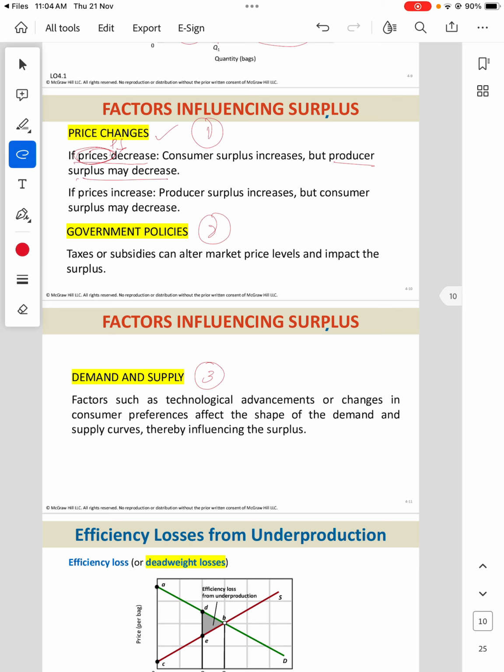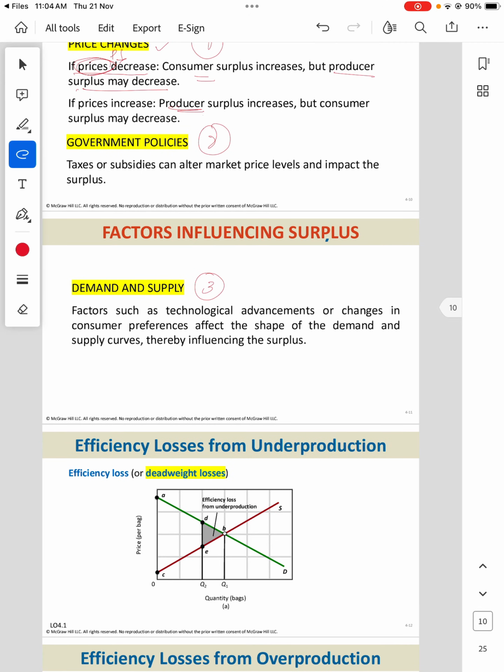When the price increases, who benefits more? Producer benefits more. When price decreases, who benefits more? Consumer benefits, because the price is cheap, so consumers will buy more. If the price increases, producers will supply more. Government policies, tax or subsidies, can alter the market price level and impact the surplus. Government always introduces tax or subsidies to control the market.